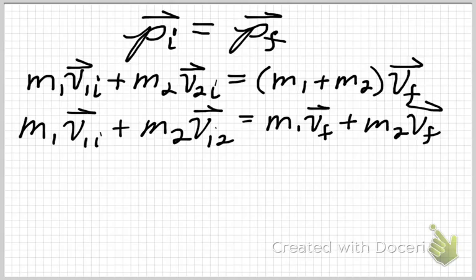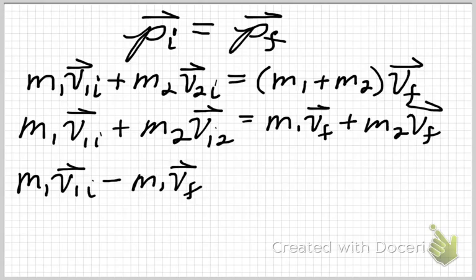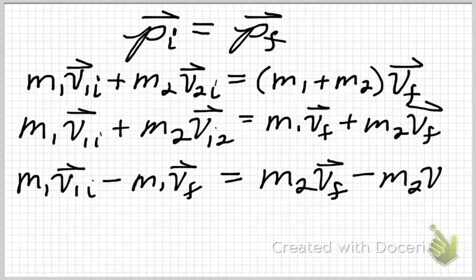So I'll end up with mass 1 velocity 1 initial minus mass 1 velocity final. And I'm going to subtract mass 2 velocity 2 initial. I wrote velocity initial 2, same difference, from both sides. So I have mass 2 velocity final minus mass 2 velocity 2 initial.